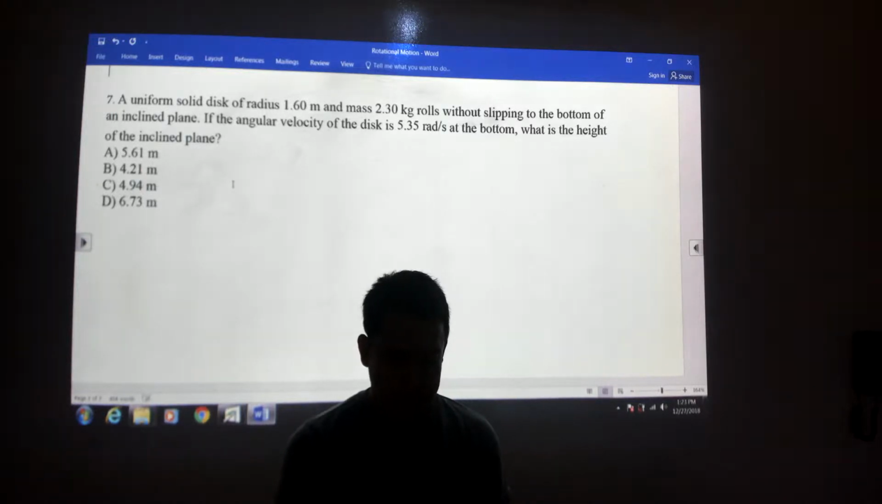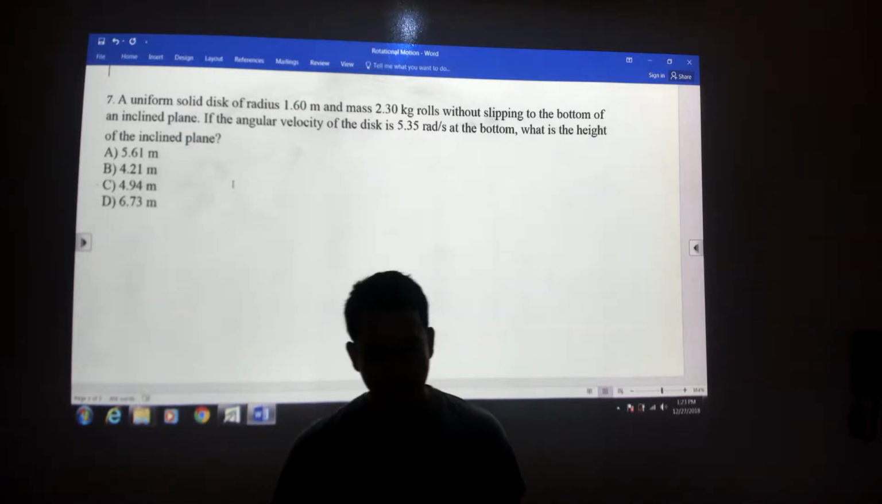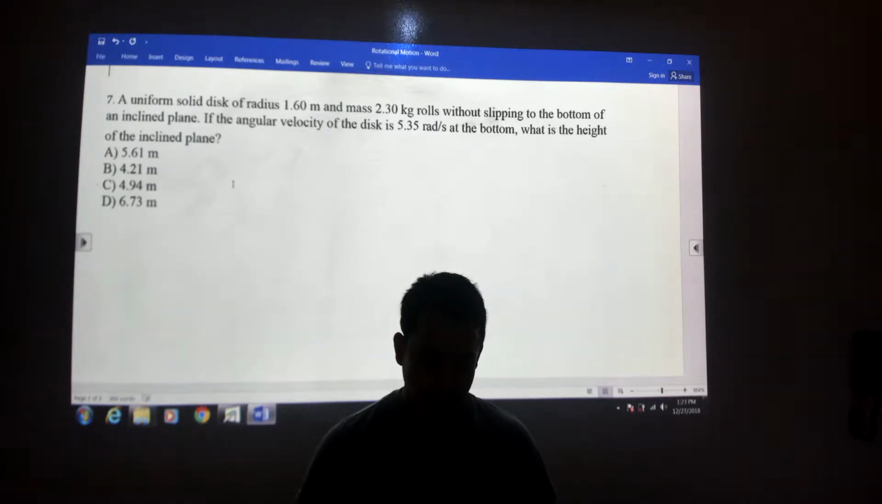This problem is again about the conservation of energy. In this case, you have two types of energy: one is the translational energy and the other is rotational energy. So from the given gravitational potential energy, the energy is now changing into the translational energy plus the rotational energy.